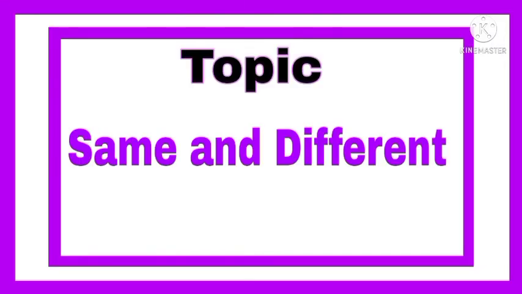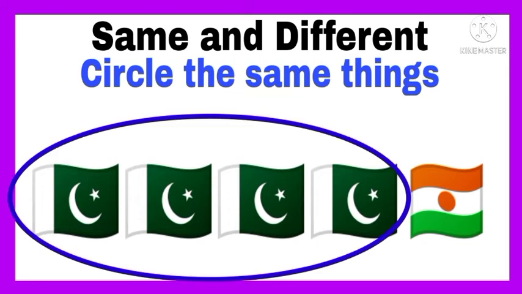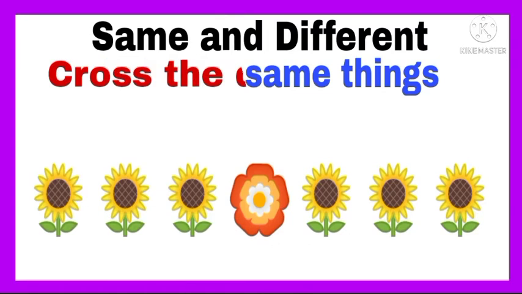The topic is different and same. Different things and same things. There are four flags of Pakistan and one flag of India. We have to circle the same things. Flags of Pakistan are same, so we have to circle them.